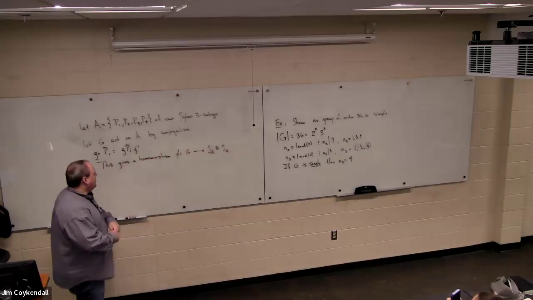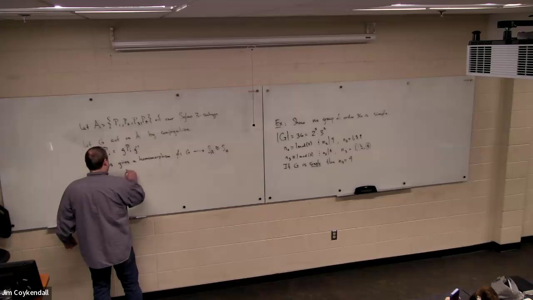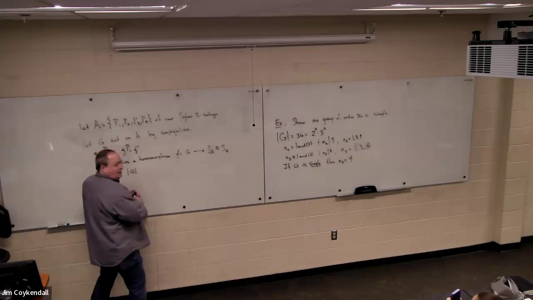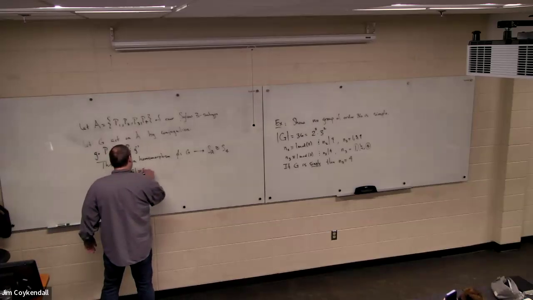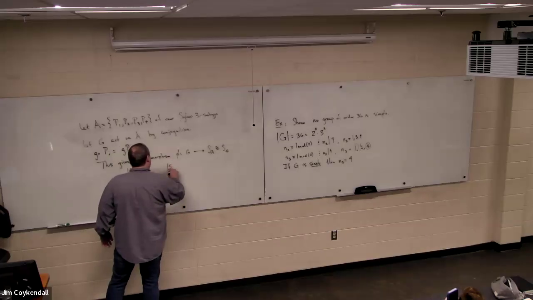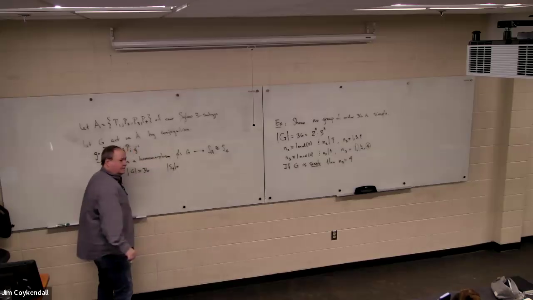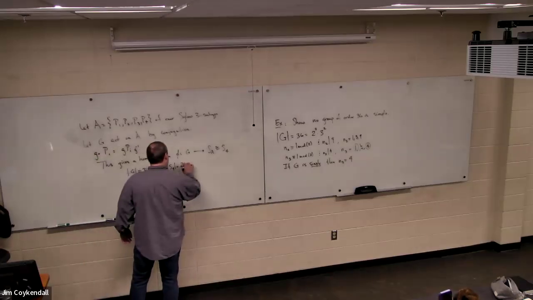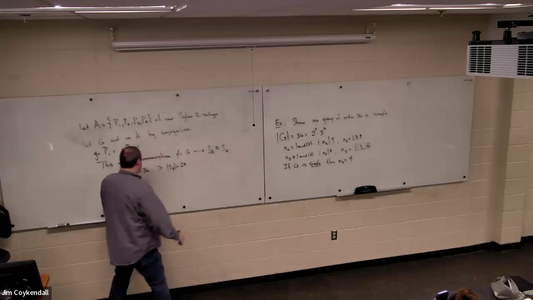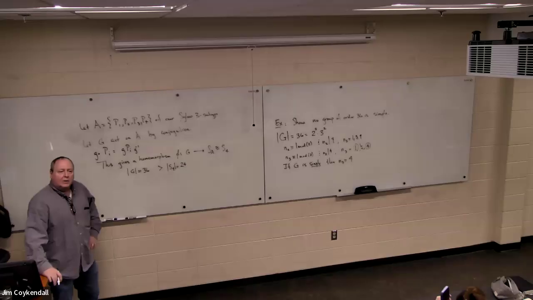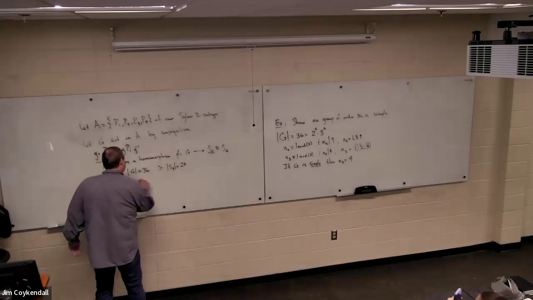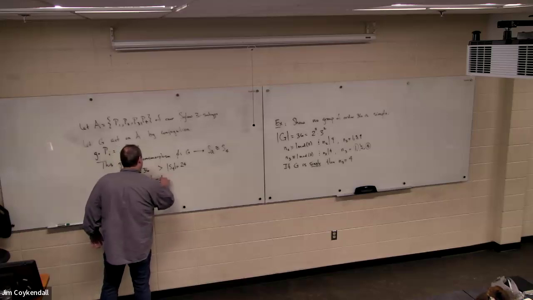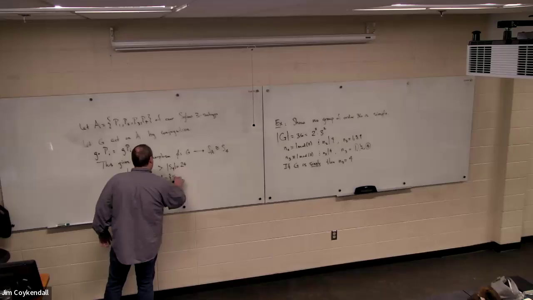Now, let's think about this homomorphism. What is the order of G? It's 36. What is the order of S4? It's 24. And I don't know much, but I do know that 36 is bigger than 24. So what can I conclude from this? The kernel of phi is not equal to the identity of G.